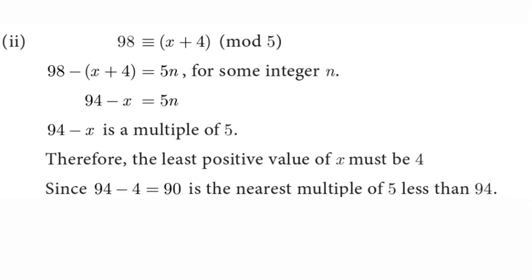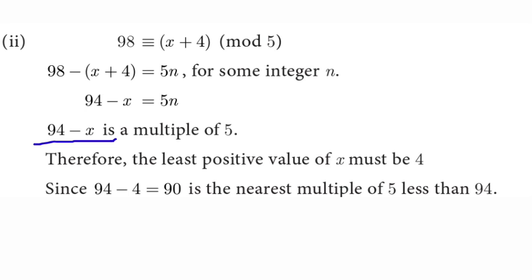Second subdivision: 98 is congruent to x plus 4 mod 5. Here a is 98, b is x plus 4, divisible by 5. Therefore a minus b equals 5n. A value 98 minus (x plus 4) equals 5n. 98 minus x minus 4 equals 5n. Therefore 94 minus x equals 5n.